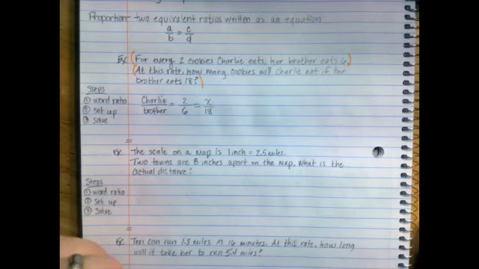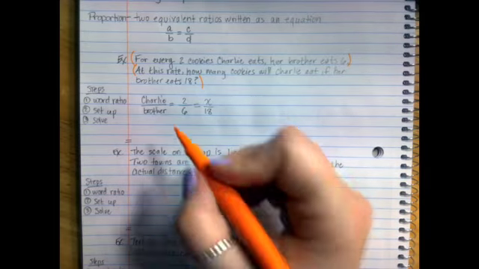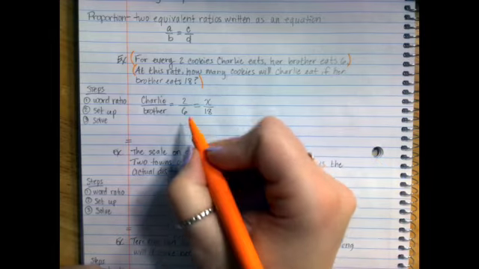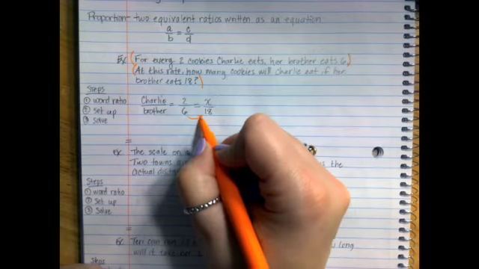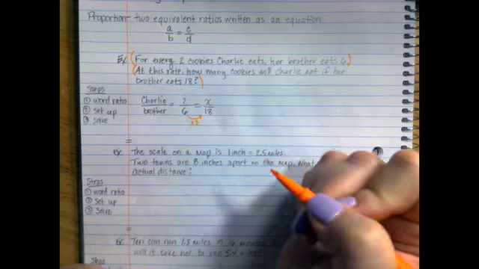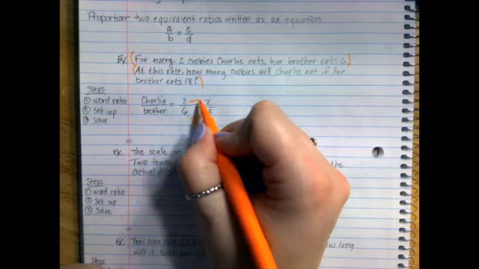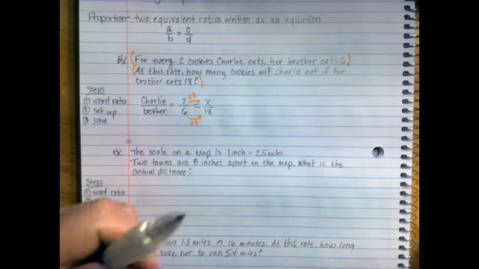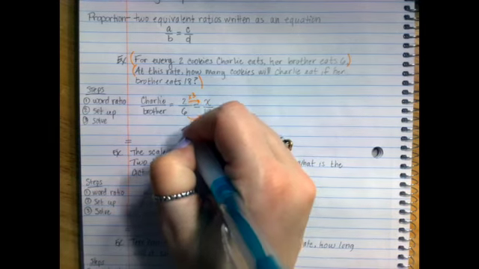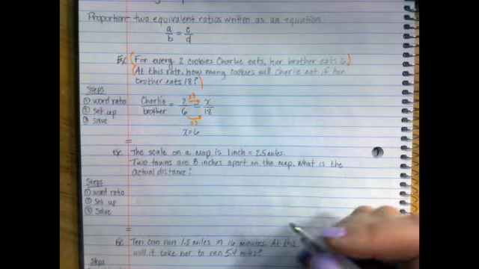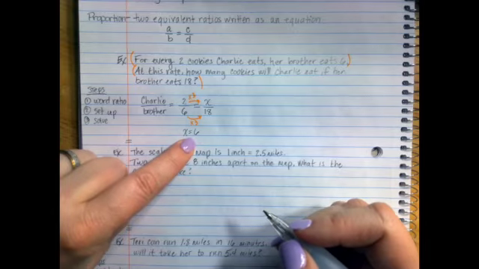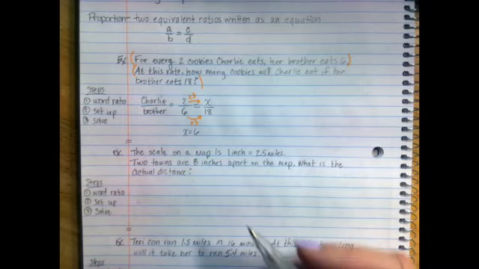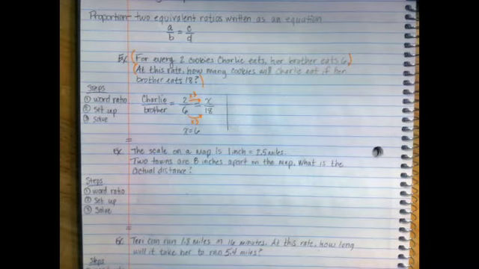This one's pretty simple. Since these are equivalent ratios, equivalent fractions, how do I get from 6 to 18? You take it times 3. Whatever you do to the bottom, you have to do to the top. So 2 times 3 gives me 6. So in this case, X would be 6, and that would mean Charlie would eat 6 cookies after her brother has 18.